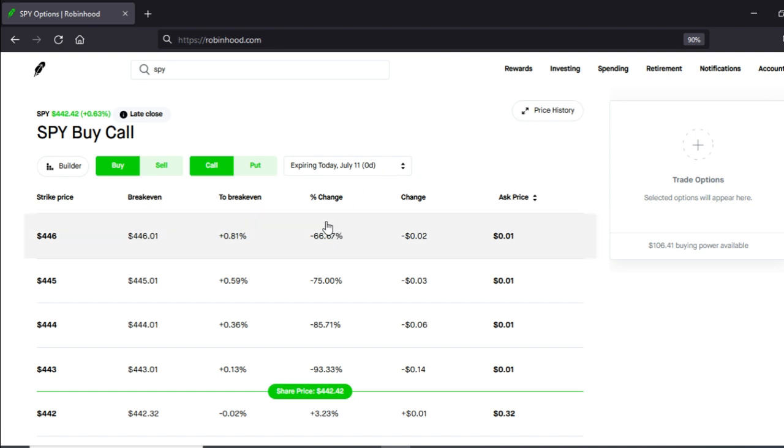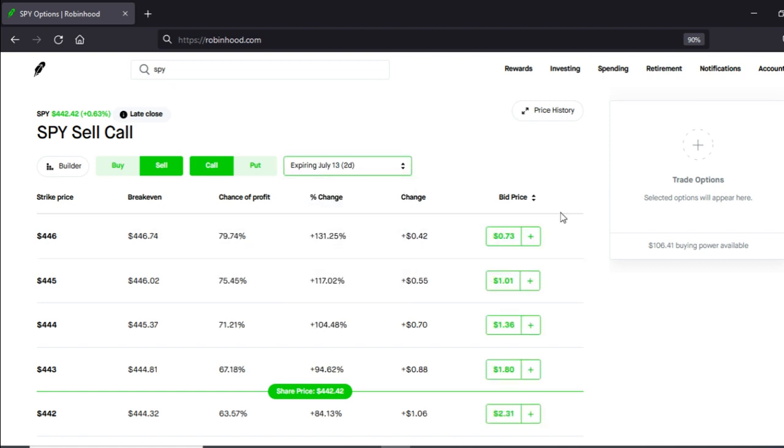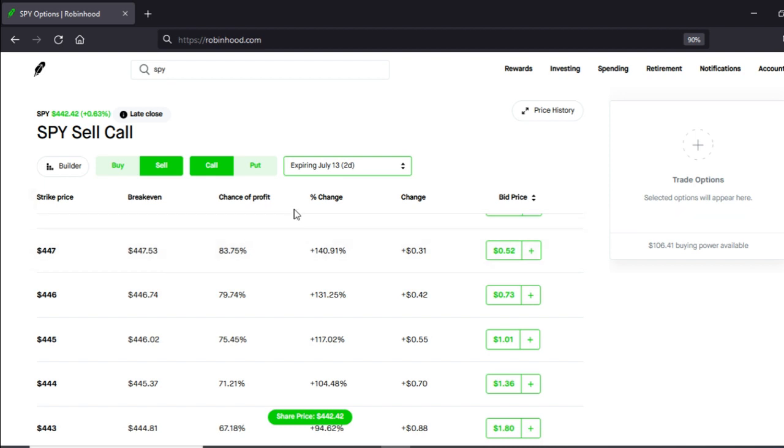So let's go ahead. Now first of all, we're gonna go over to sell call, and we're going to choose our expiration date. We're going to go with the expiration date of July 13th. Now this is my strategy and my example. Feel free to do your own due diligence before investing. So what I like to look for is a chance of profitability of 80% or higher. So that's going to give me the $446 call. Now the $446 call with about an 80% chance of profitability is going to pay me 73 cents.